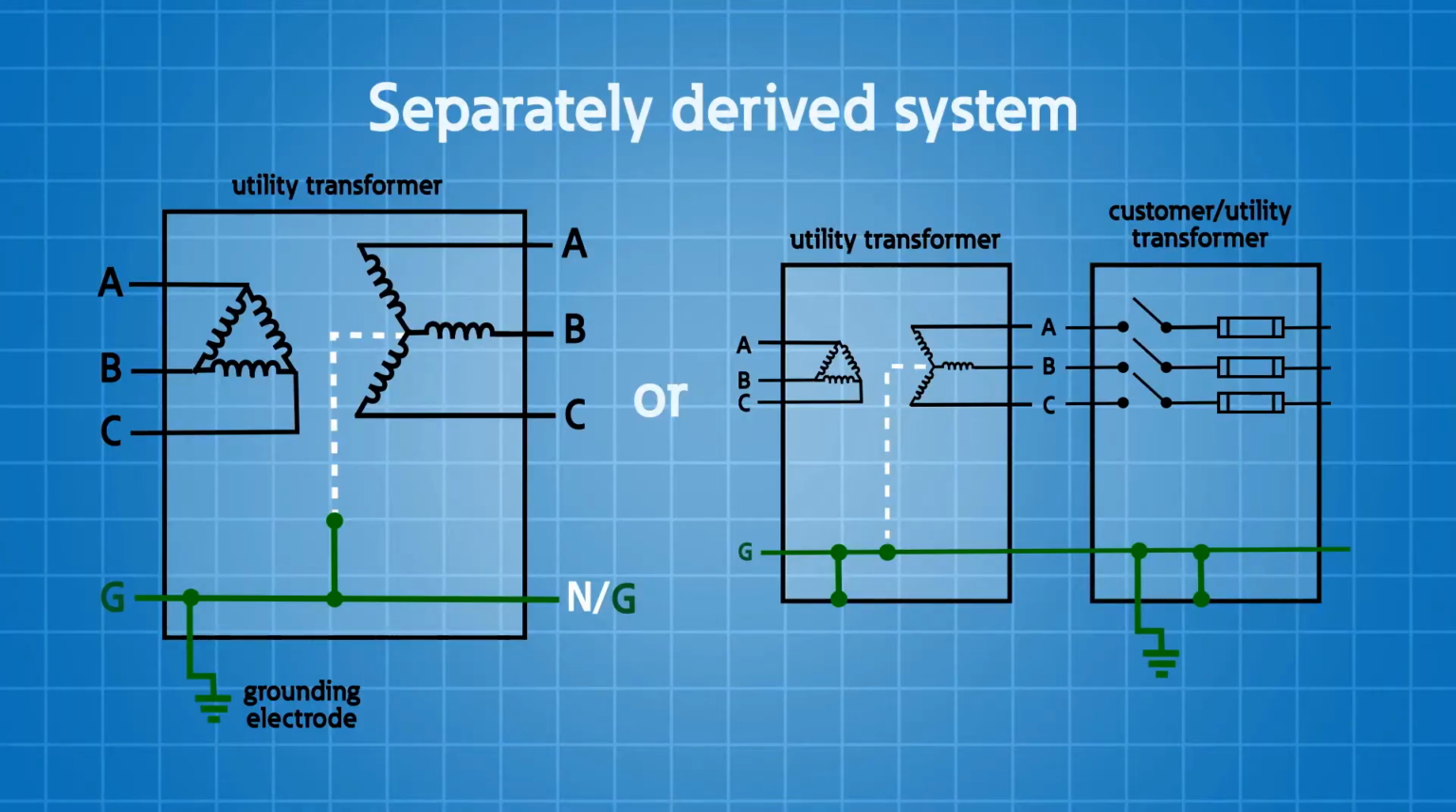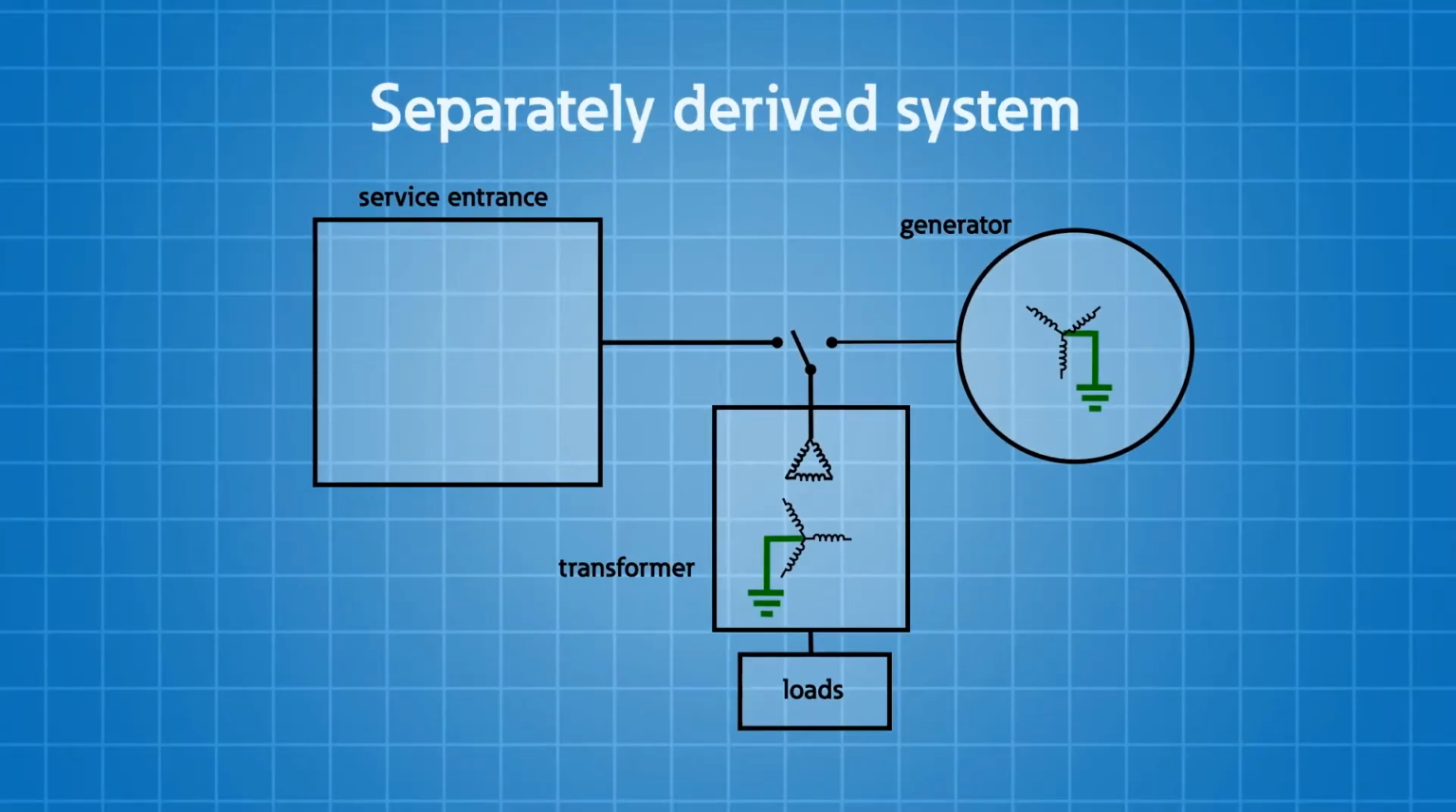Think of a separately derived system as a point downstream of the service entrance equipment where electrical isolation creates a new source. Usually, this is a new transformer connection or perhaps a generator. In either case, a new grounding and bonding scheme is required for this separately derived system.